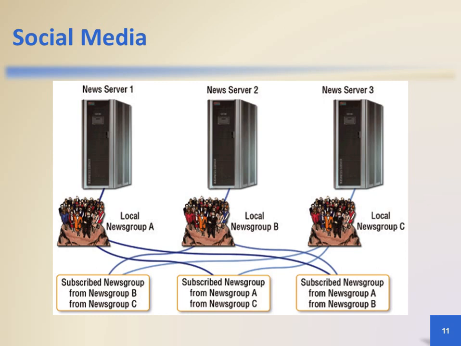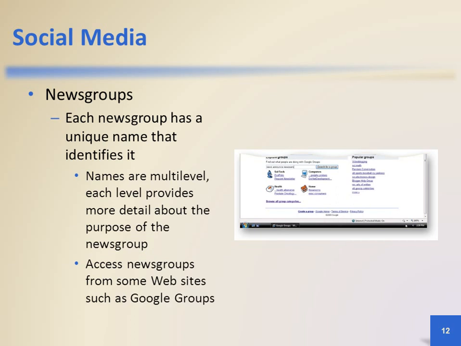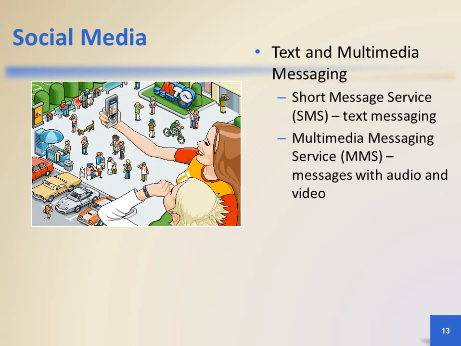And here's an image of how that works. As I mentioned, those newsgroups have unique names. They're multi-level, so each level provides more detail. You might start with education, and then go into higher education, and then instructional technology or something like that.